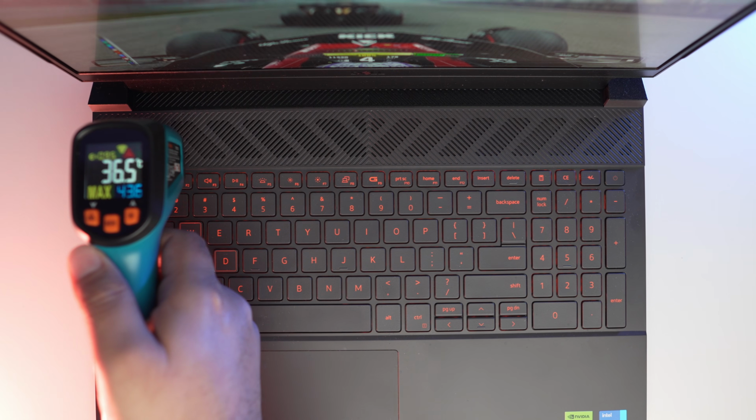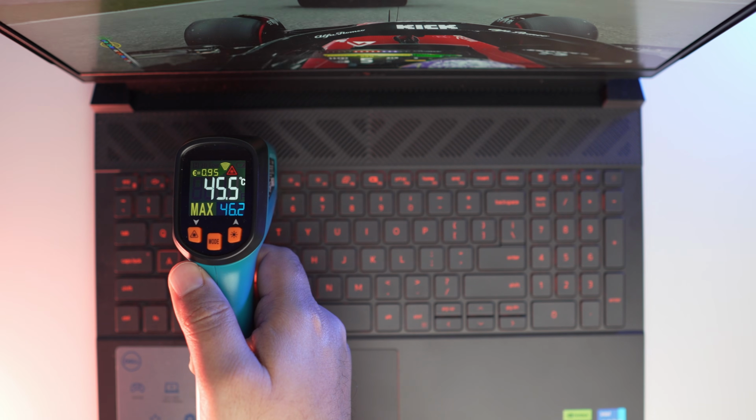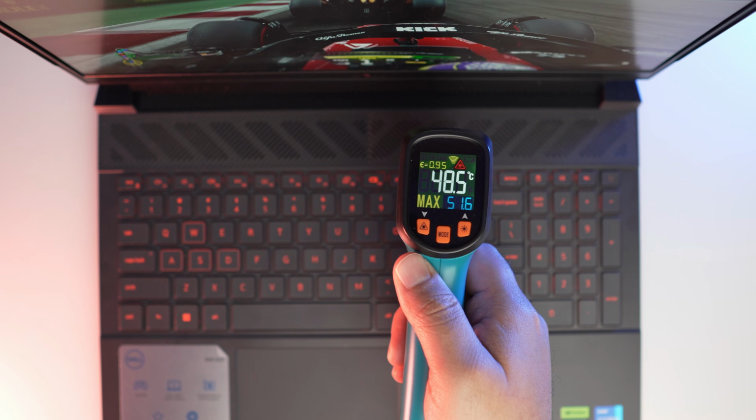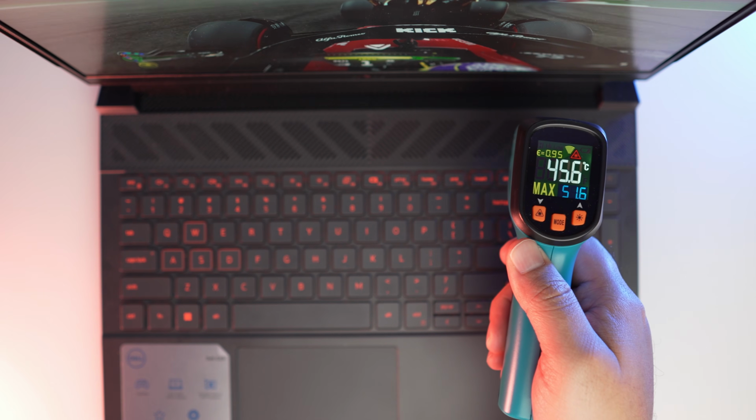As we move right along here into the performance mode, you'll notice that there is a slight change between the surface temperatures from one mode to another. That said, we do start to see higher temperatures at the top of the laptop.